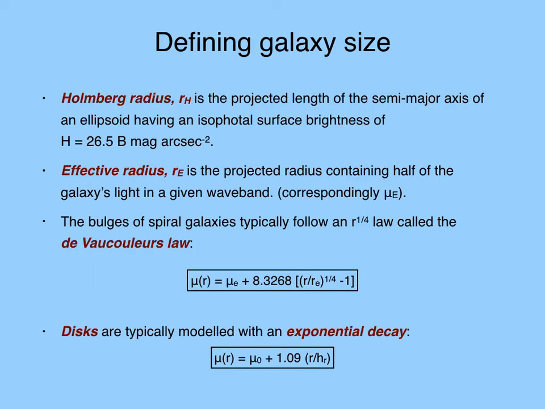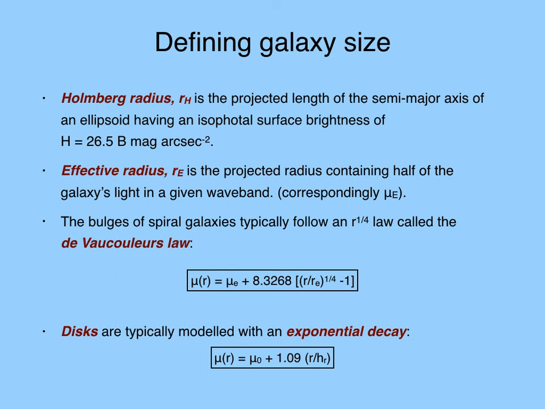Now, the size of a galaxy can be defined in many different ways because a galaxy does not have a hard boundary, which means that the size of a galaxy will vary depending upon the wave band it is observed in and the depth of the image, which means how faint we can see in that particular image. So, here I introduce some terms which are often used when quantifying the size of the galaxy.